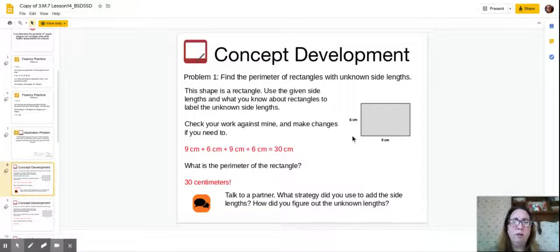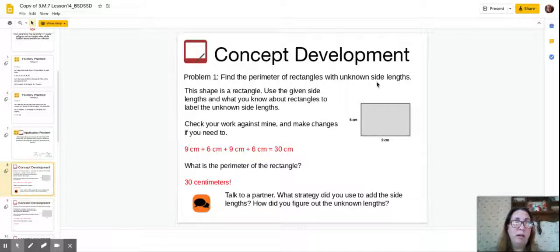Well, in some of the other videos, I had explained that if you know that this side is 6 centimeters and the other side is exactly the same size, it's the same measurement. So if this is 6, then that's 6 centimeters. If this is 9 centimeters, then that's 9 centimeters. And that is an attribute of a rectangle, that the opposite sides are the same length.